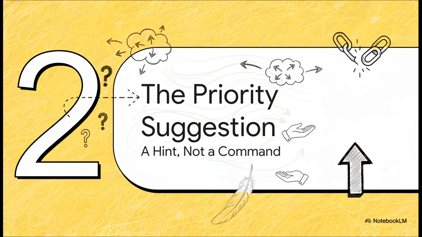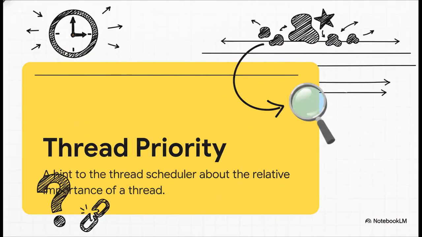So let's zoom in on the most popular and definitely most misused of these hints, thread priority. The absolute key here is to get it out of your head that this is a command. It's not. It's just a suggestion. I mean, look at the official definition. It says it all right there. It's a hint about the relative importance of a thread. It's all about trying to nudge the scheduler to say, hey, this one is kind of more important than that one, not to order it around.